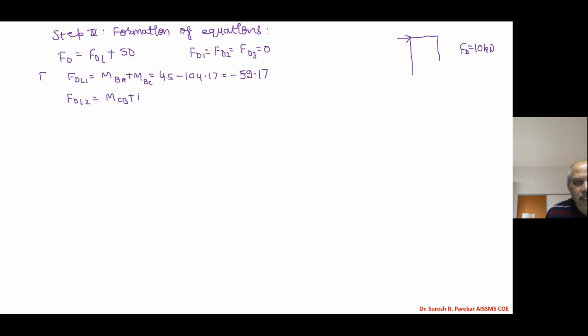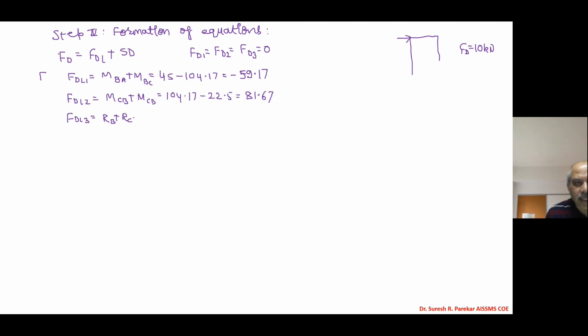Then FDL2 we have MCB plus MCD. MCB we have 104.17 minus 22.5, and we will get this value 81.67.